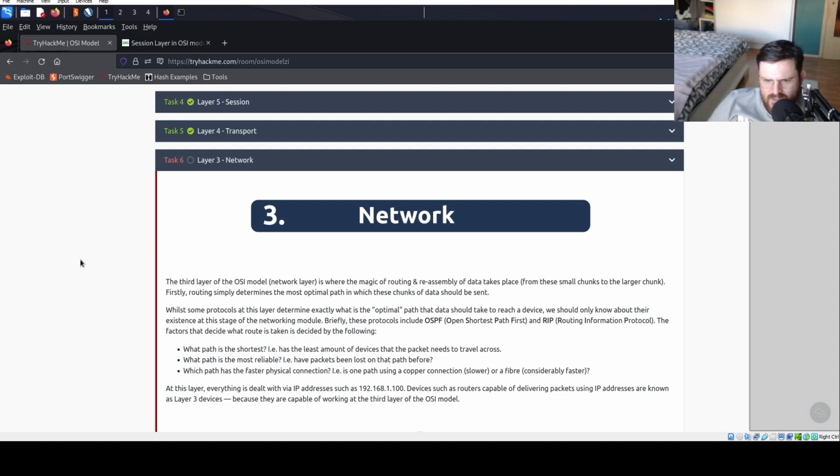At this layer, everything is dealt with via the IP address, such as an example address. Devices such as routers capable of delivering packets using IP addresses are known as layer 3 devices, because they are capable of working at the third layer of the OSI model.